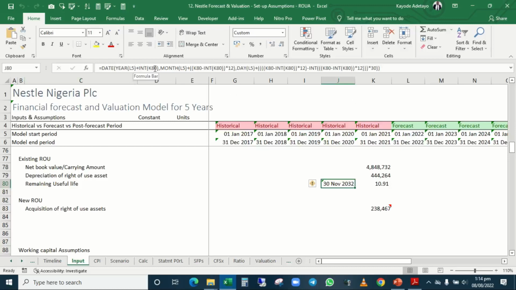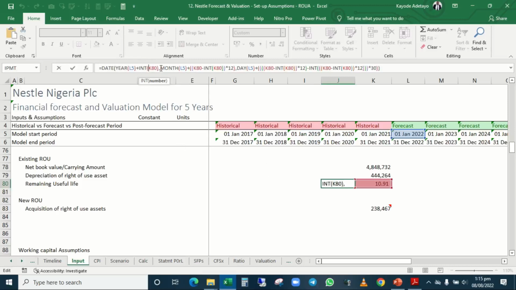Then I also want to add the number of years it will take the asset to be depreciated, 10 years. So I link to this 10.9 years, but I use a function called int to extract only the integer, which is 10, because this is 10.91. So I only want the whole digit, which is 10, to be extracted. That's why I use int here. What int will do is just extract the integer out of that number, so it will give 10. So 10 plus 2022 will give us 2032. So that's what that is doing.